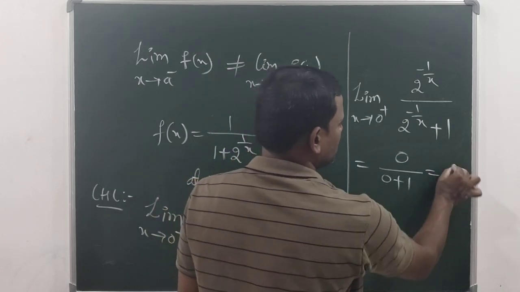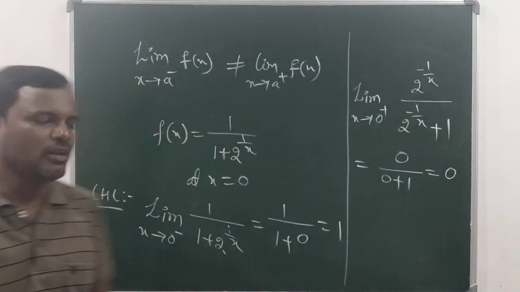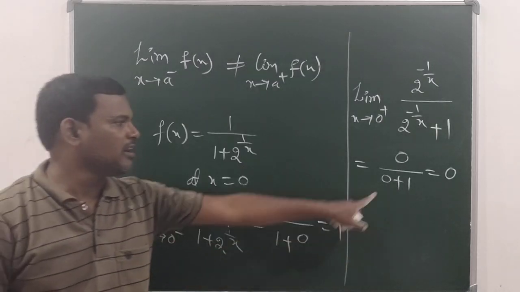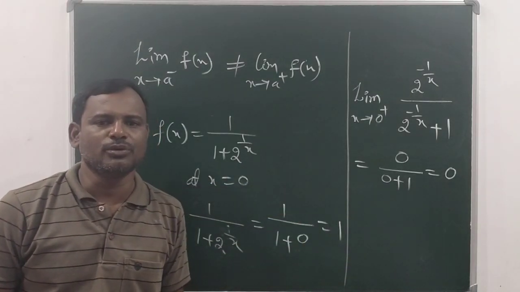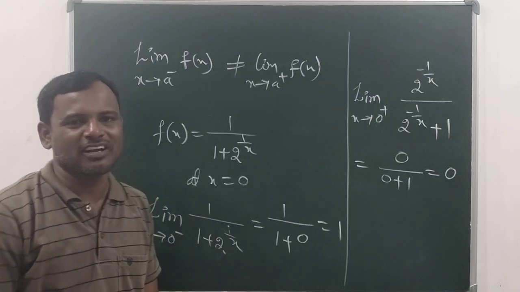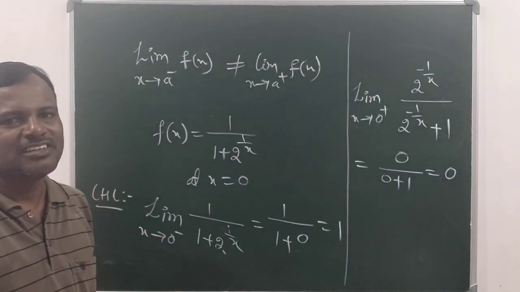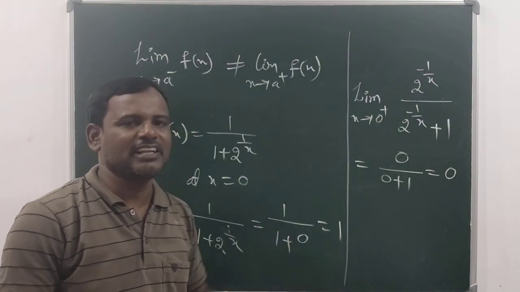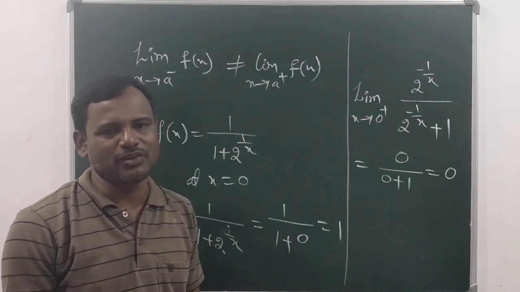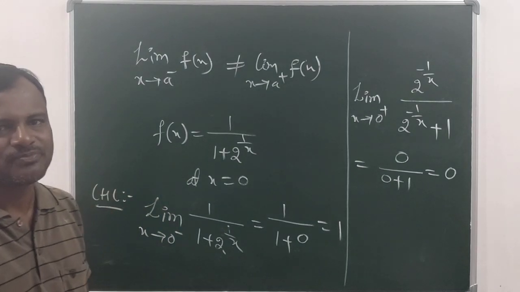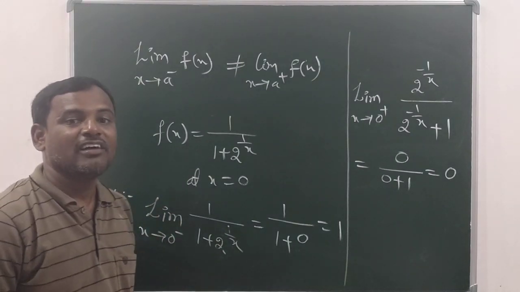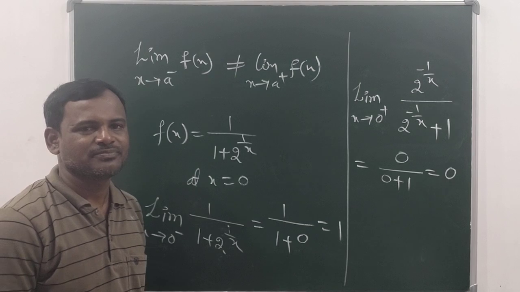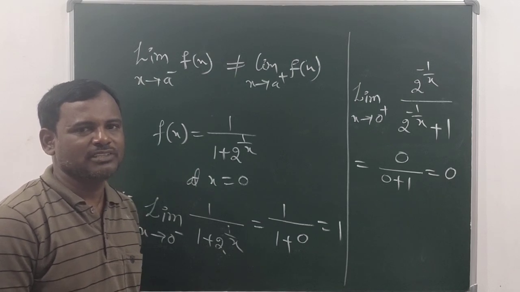So it is 0 by 1, which is 0. Now the left hand limit is 1 and the right hand limit is 0. Both are defined but they are not equal. Hence the limit of this function does not exist, which means it is discontinuous at x equal to 0. You are not required to find the value of the function. Are you getting me, students?